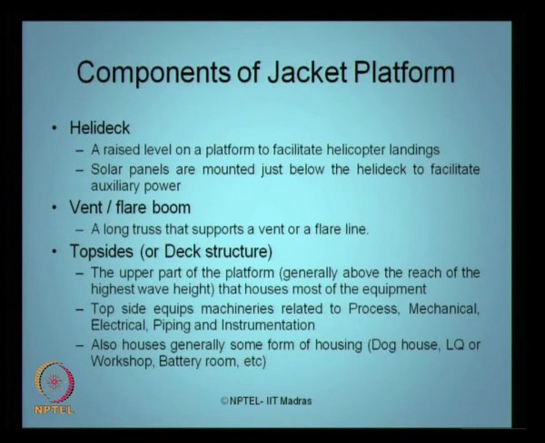Top side or a deck structure is the upper part of the platform, generally above the reach of the highest wave height, that houses most of the mechanical equipment used for production drilling. Remember, jacket platforms are meant for permanent installations; they are used for production drilling. The top side generally equips machinery related to process, mechanical, electrical, piping and instrumentation. It also houses the doghouse, living quarters, workshops, battery rooms, etc.